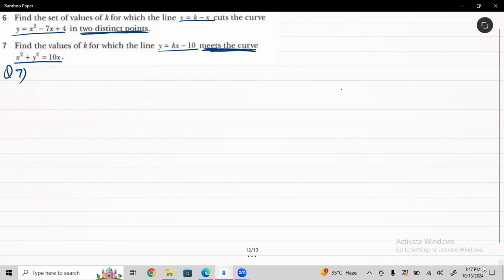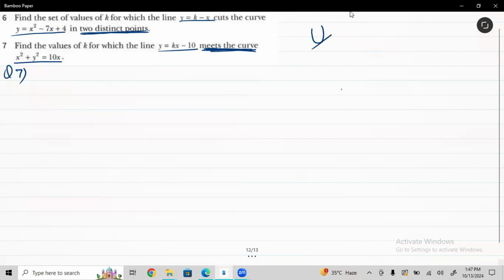Okay, they've not told us it's a tangent, they've not told us it has no intersections, they've not told us that it's an intersection at 2 points. They've only told us the fact that they are meeting each other. Okay, so when does a line and parabola meet? Well, there are two situations in which they meet.